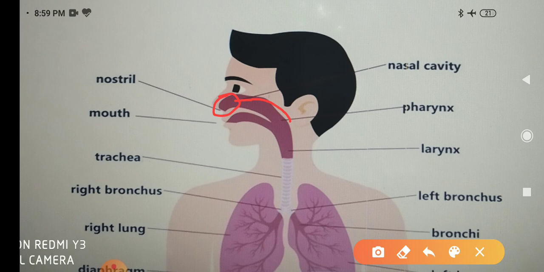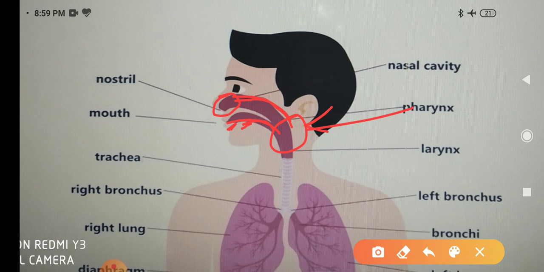And you can see this is the mouth, and this cavity of the mouth is called the buccal cavity. The opening where the nasal cavity as well as the buccal cavity join, or we can say this is a common chamber for both. This is the common opening for the nostril as well as the buccal cavity. This portion is called the pharynx. Is it okay? This portion is called the pharynx.